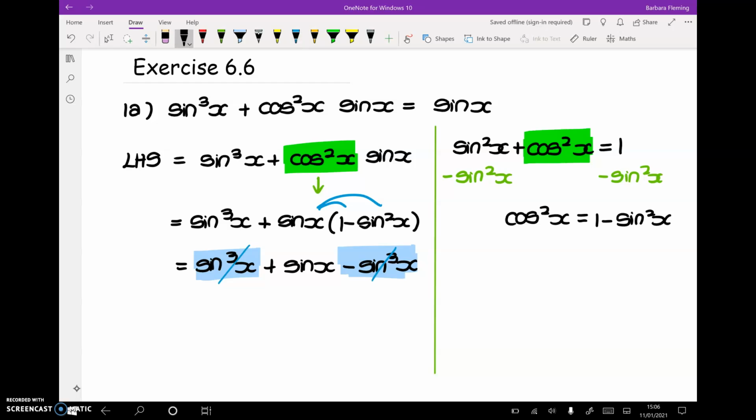Anything take away itself is 0. So you're left with sine x, which equals your right hand side as required. And you're done.